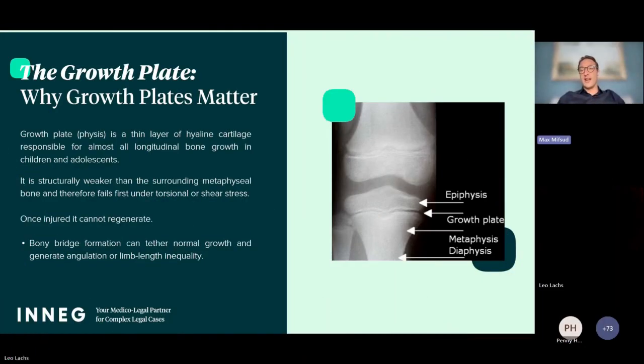What is the growth plate? Unlike the bones of, I presume, everyone on this chat, where we are all skeletally mature, our bones don't grow. They can heal if we have a fracture, but they don't grow. They don't change in length or in shape otherwise.